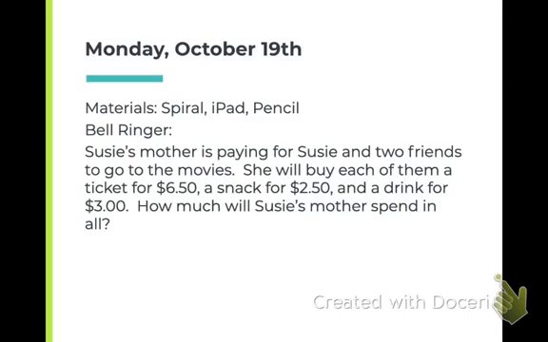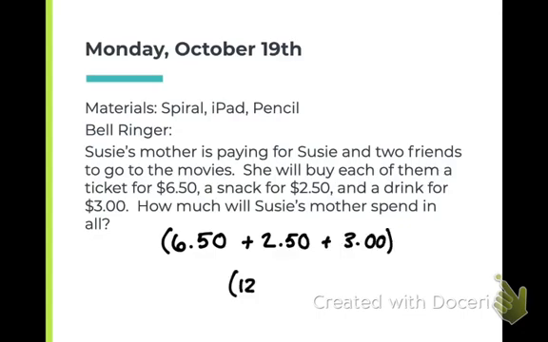So the way that we want to think about this is if I were just one person, I would have $6.50 plus $2.50 plus $3. And when I add those things up, I get $9, $10, and $12 that I am spending at this movie. Now, if I had two of these people, and remember if a number and a parenthesis are touching, it's like they're multiplying, we would know that that would end up costing us $24.